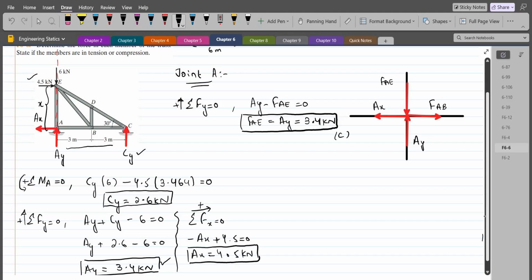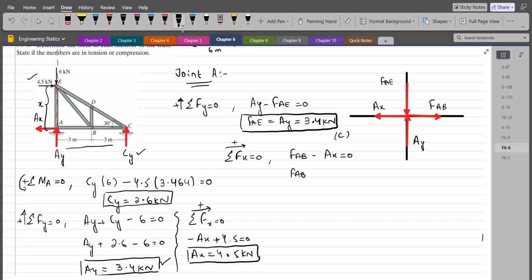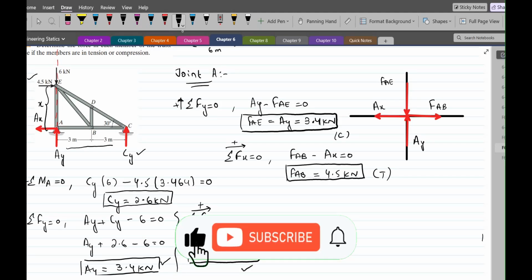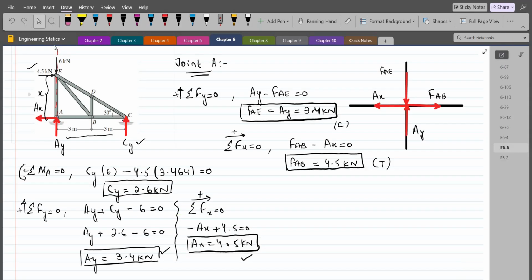For the force in the AB member, we can apply summation of forces in X direction equals 0. I'm considering right hand side as positive. So we have FAB minus AX equals 0. So FAB is equal to AX, which we have calculated as 4.5 kilonewtons. And since we are getting a positive answer, it means FAB in fact is a tensile force, because our assumption is correct, and that's why we are getting a positive answer. Now we have to repeat the same procedure for joint E as well. So let me just copy this image.